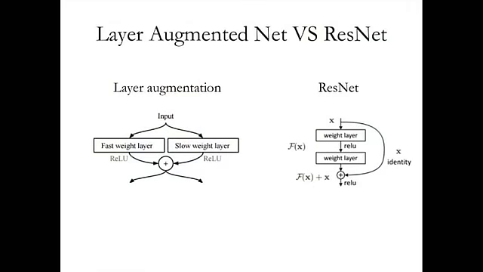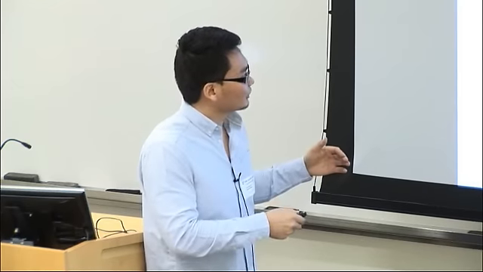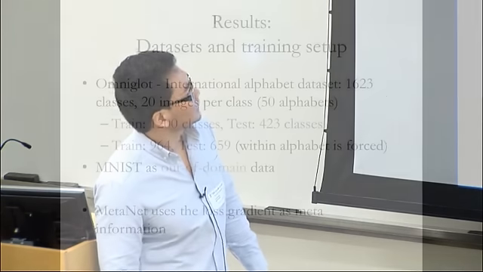If you look at the layer augmented neural network, this layer augmentation approach is similar to ResNet, but there are two main differences. In ResNet, we have this identity mapping, while in a layer augmented net, we have this fast weight transformation. And we apply the nonlinearity before the integration, while ResNet applies it after the integration. So those two weights can be seen as operating in two different numerical domains. The reason we apply nonlinearity is that we are normalizing them to a similar domain so that they can be integrated. Otherwise, it doesn't work without the nonlinearity. So that's the explanation.